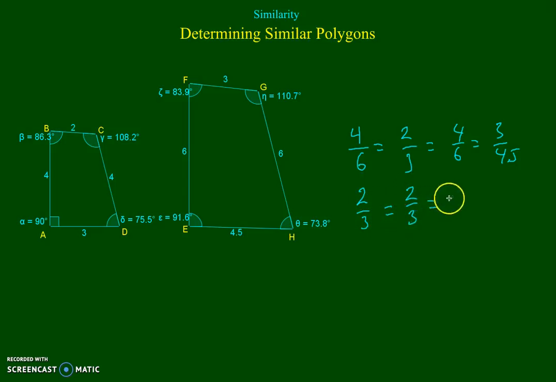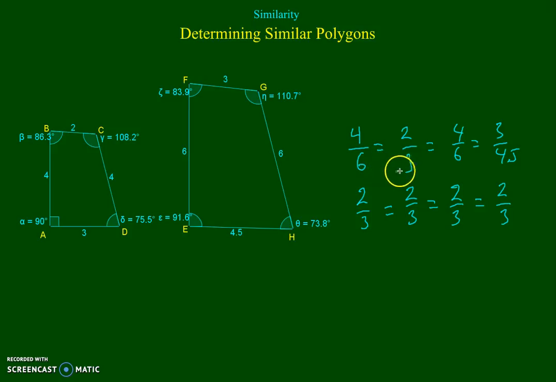2/3, 2/3, and this ratio also simplifies to 2/3. Now we can clearly see that all these ratios are the same. But there's actually another way we can do this, and that is to verify the equality of cross products.